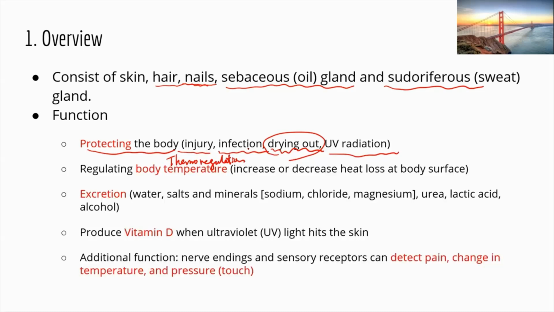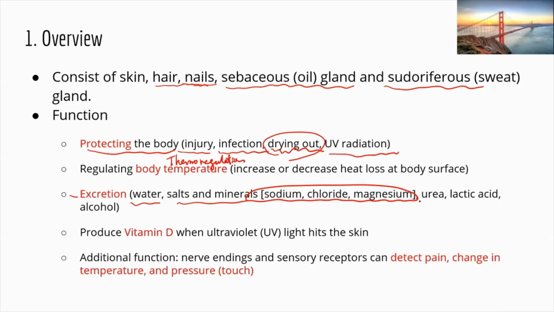Okay. Next function, excretion. So you might not realize this, but when you sweat, you actually get rid of some of the metabolic wastes. So sweat is mainly water, but also contains salts and minerals, mostly these three ions. I don't think you need to remember that, but just know that it's got ions, and this is why your sweat tastes a little bit salty, right? It's got sodium and chloride.